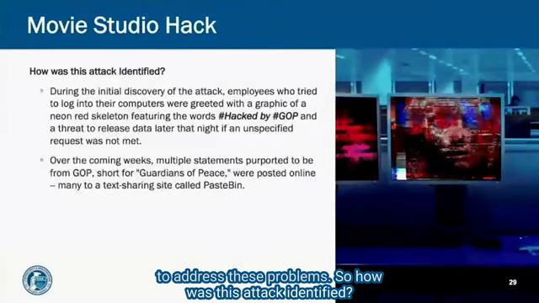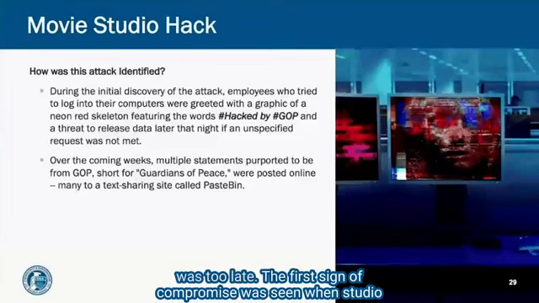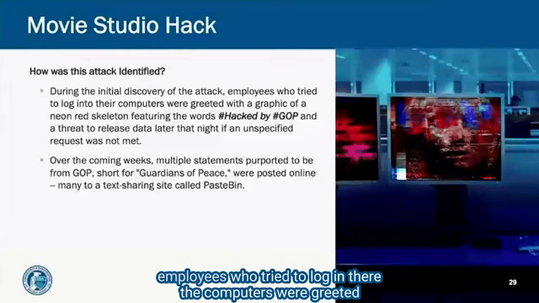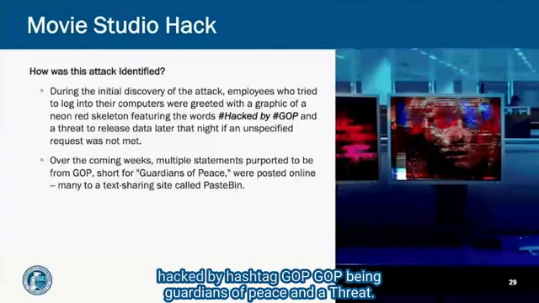So, how was this attack identified? Unfortunately, employees didn't notice the hack until after it was too late. The first sign of compromise was seen when studio employees who tried to log in to their computers were greeted with a graphic of a neon red skeleton featuring the words hashtag hacked by hashtag GOP. GOP being Guardians of Peace.